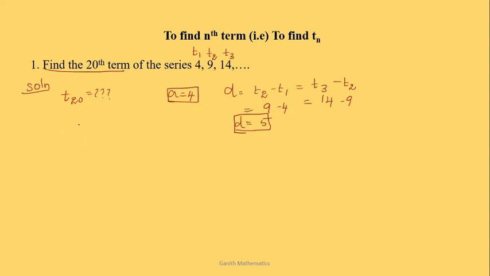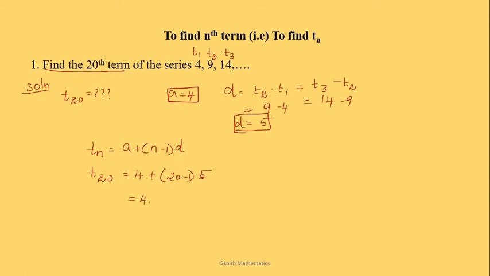So I am going to find T20. We know the formula of Tn. Tn is equal to A plus (n minus 1) into D, right? So now we are going to find T20. T20 is equal to, substitute the A value. A value is equal to 4, which we have found, plus n. What is the value of n? We are going to find the 20th term, so n will be 20. 20 minus 1 into D. D is 5.